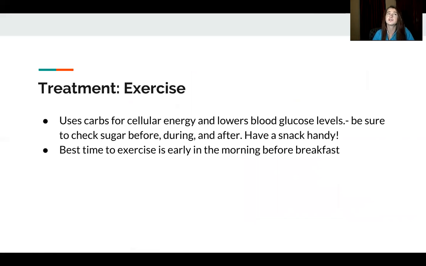Exercise is super beneficial for diabetics because it allows the carbs to be used properly in the body, and it will lower your blood sugars. So best time to exercise is actually early in the morning due to your hormone levels. And it's important to check your blood sugar beforehand, during, and after, especially if you're starting to feel some symptoms of either hyper or hypoglycemia. And always have a snack handy because you never know how quickly it can drop.